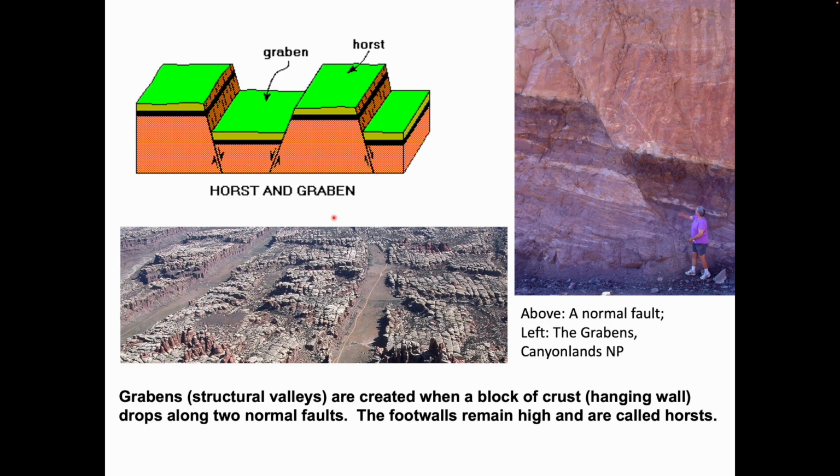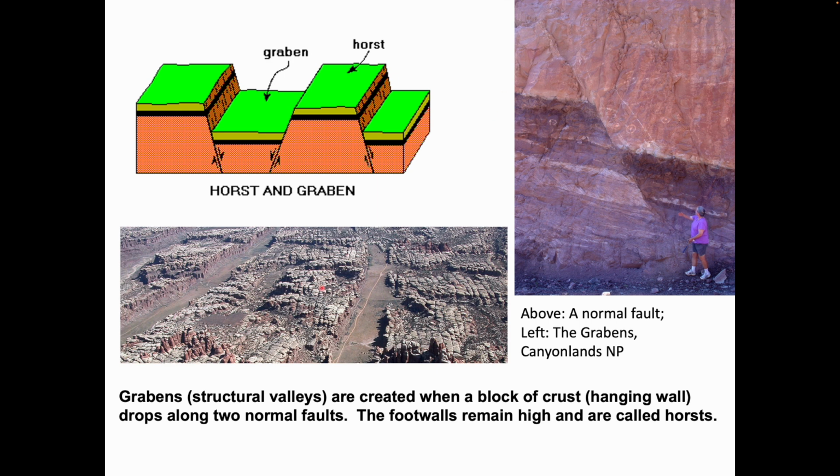Where we have areas of crustal thinning or spreading, we get what's called horst and graben topography. That's a series of normal faults that are accommodating a broad-scale tension in the crust. Above on the right here, we have one single normal fault. We can see the offset in this layer of rock where there has been probably 5 feet of vertical motion along the dip of this fault.